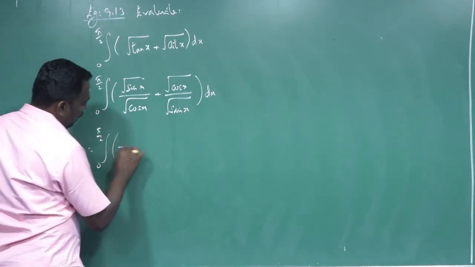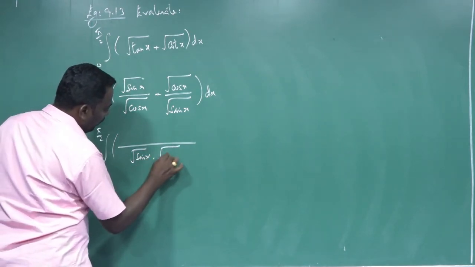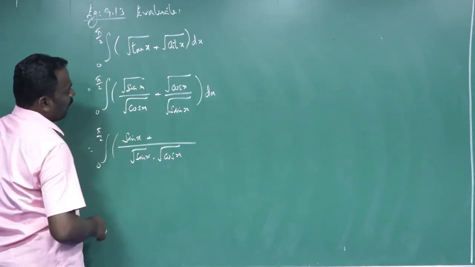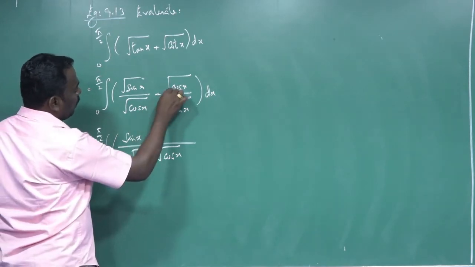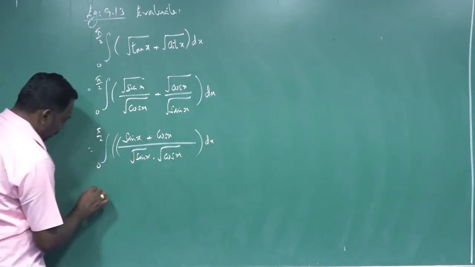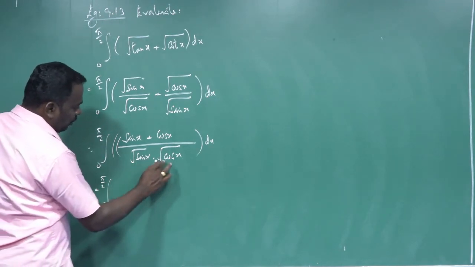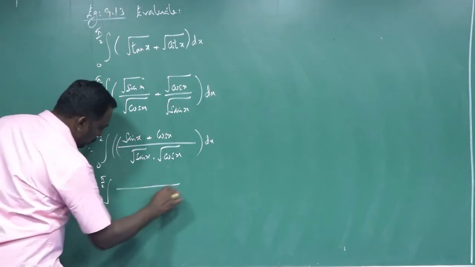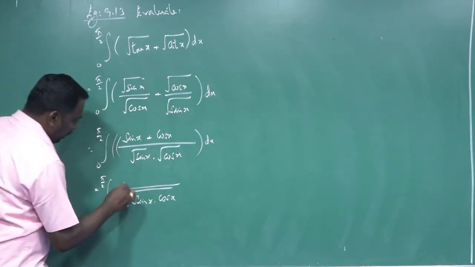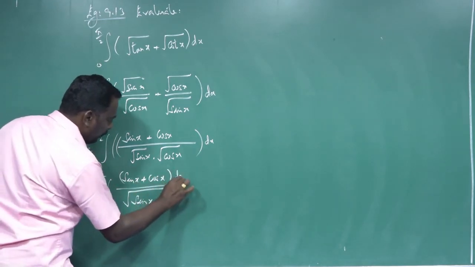And the denominator equals multiplying these two terms: square root of sin x into square root of cos x, and the numerator is sin x plus cos x, into dx. Now that is equal to integral 0 to pi by 2, and square root of sin x into square root of cos x, we can write as a common square root of sin x into cos x, and sin x plus cos x as the numerator, into dx.